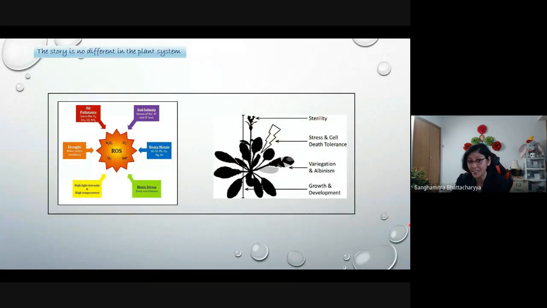Oxidative stress, interestingly, is not only for the animal world. The plant system also encounters ROS and gives rise to oxidative stress. Different types of stress are drought, air pollutants, soil salinity, heavy metals, biotic stress, high light intensity, and high temperature, resulting in male sterility, a low level tolerance of stress and cell death, variegation, albinism, and this all results in an overall retarded growth and development of the plant.